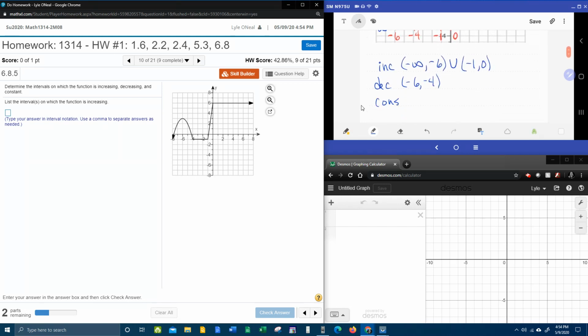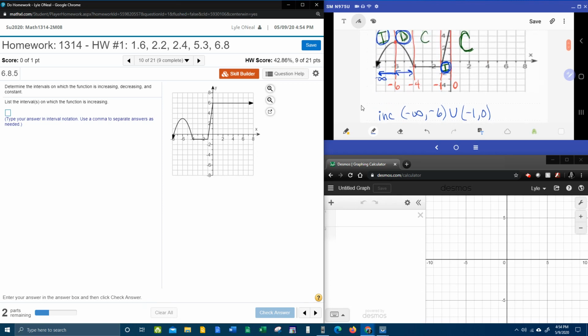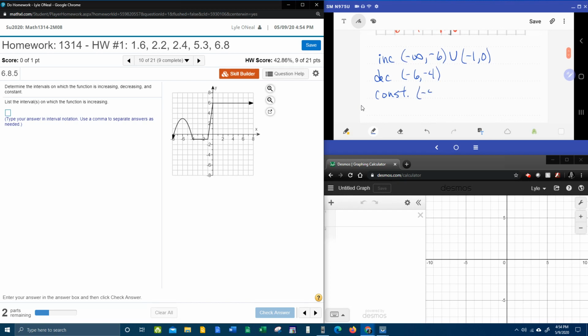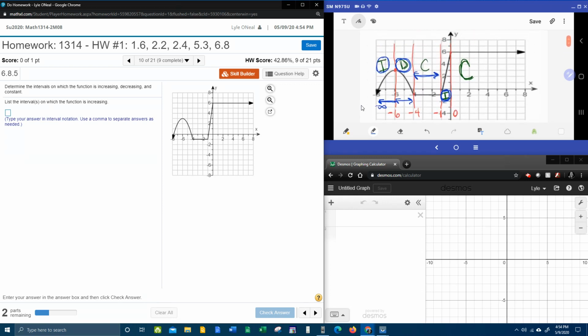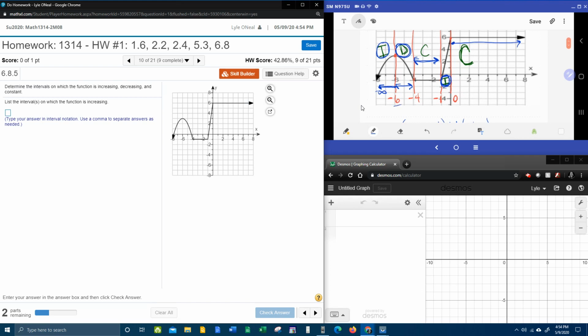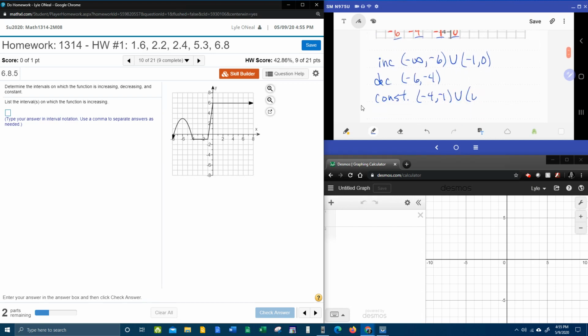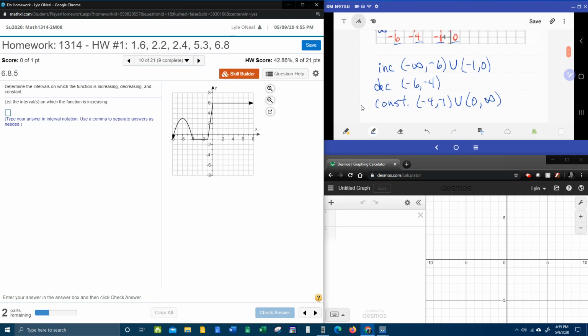Last but not least, we have our intervals of constant. And so we have a constant right in here. And this interval goes from -4 to -1. We are going to have another interval of constant, and that is going to be from 0 to infinity. Notice that we only use these numbers that we label down here at the bottom. So this last interval of constant starts at 0 and goes forever. That is going to be 0 to infinity. And so that gets all of our intervals.